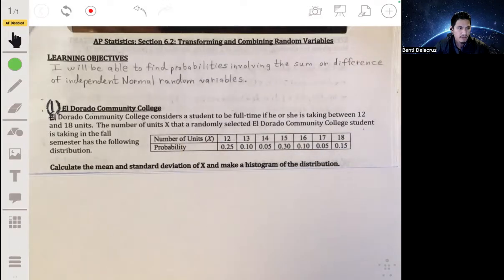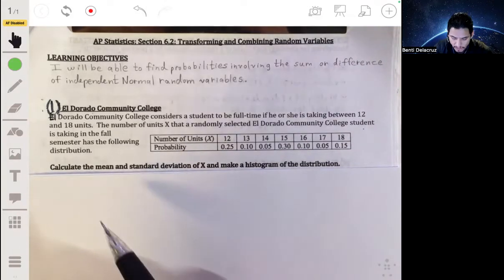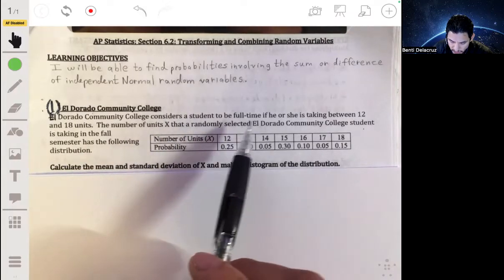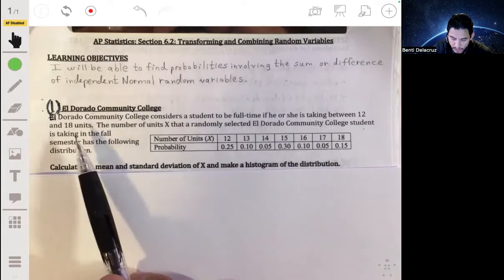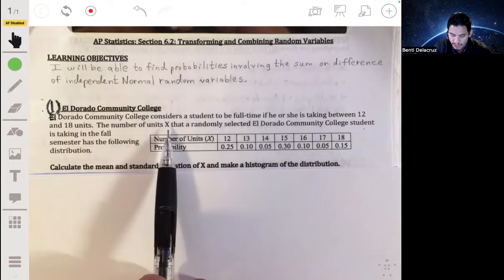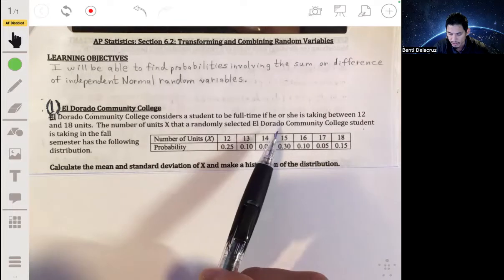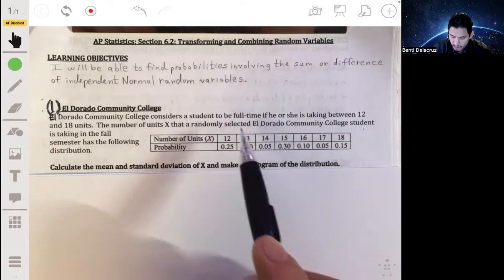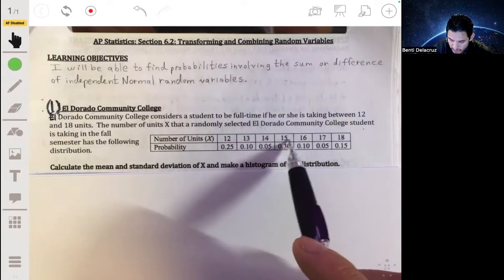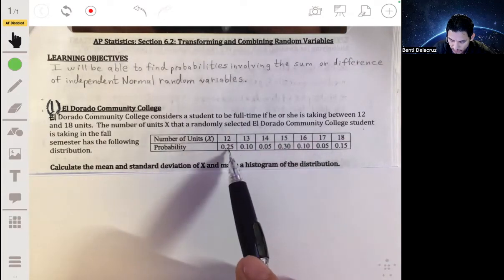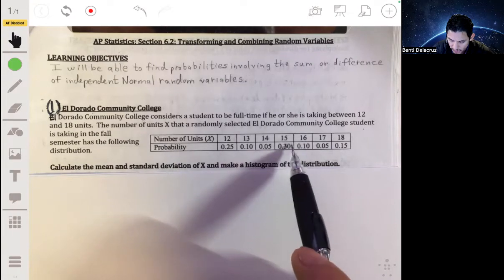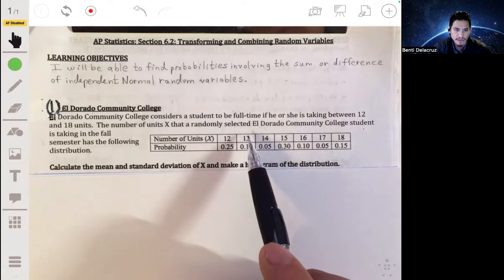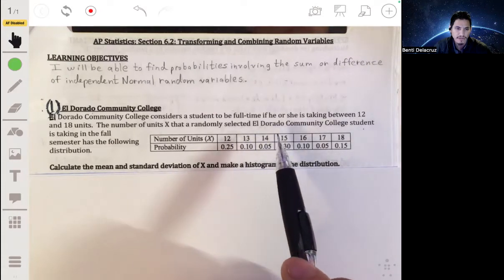All right, so let's look at this first problem. Here we have that at El Dorado Community College, they consider a student to be full-time if he or she is taking 12 to 18 units, and the number of units X that a randomly selected El Dorado Community College student is taking in the fall semester has this distribution. The units are 12, 13, 14, 15, 16, 17, 18. Probabilities are 0.25, 0.1, 0.05, and so forth. So 25% of the students are taking 12 units, 10% are taking 13 units, 5% are taking 14 units, and so forth.